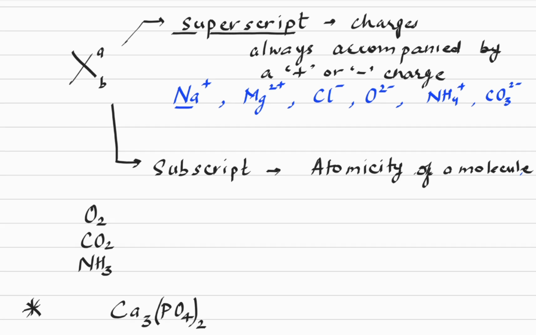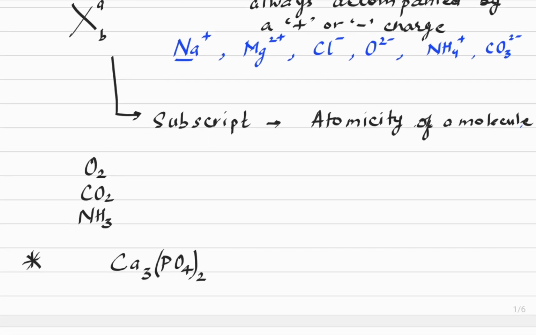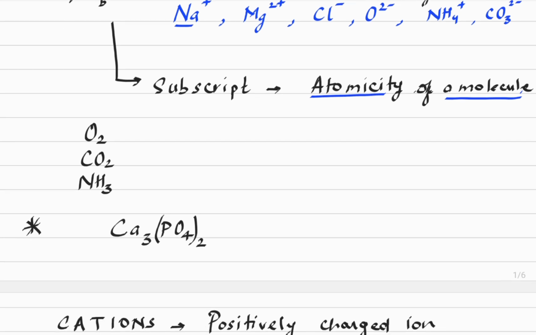Now, what does subscript mean? Subscript usually denotes the atomicity of a molecule. So if you have a subscript next to an element, basically it's a molecule, right? So let's see with an example, what does this atomicity mean? So if you have O2 written like this, it means that in one molecule of oxygen, you have 2 oxygen atoms.